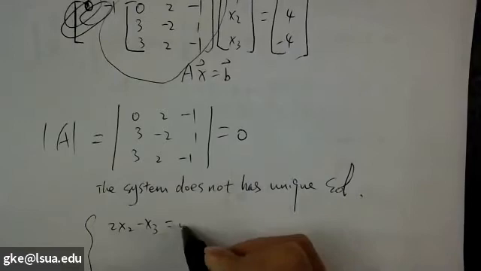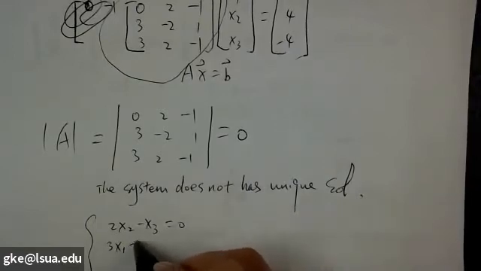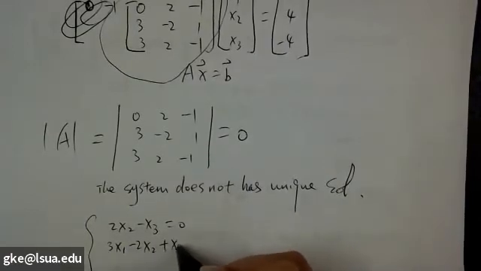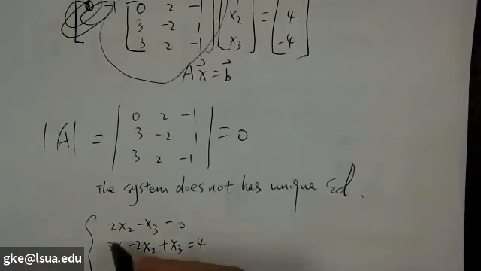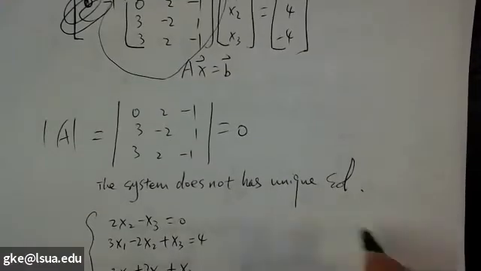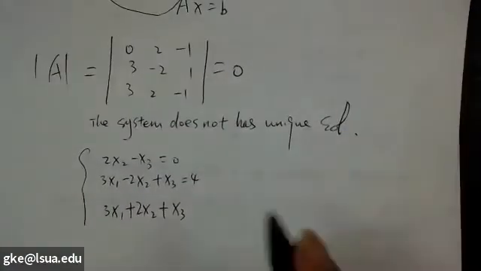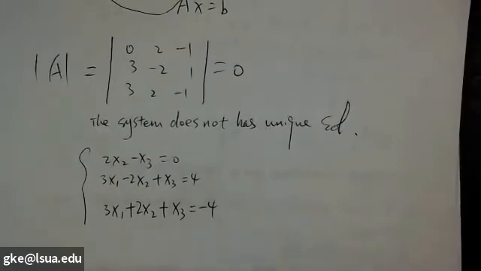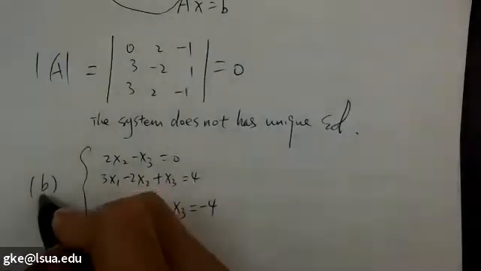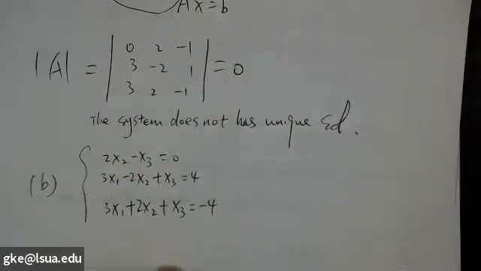The same first two rows, and we have a slightly different last row. Now try this one for me. Check whether the system has a unique solution or not.